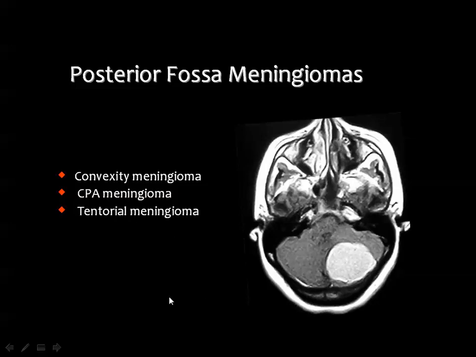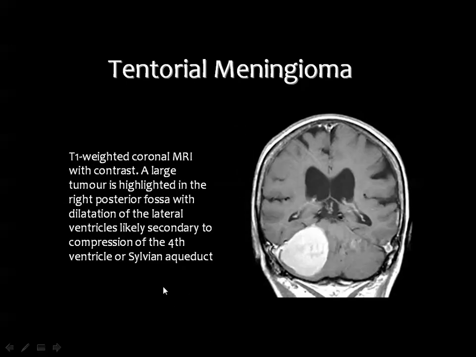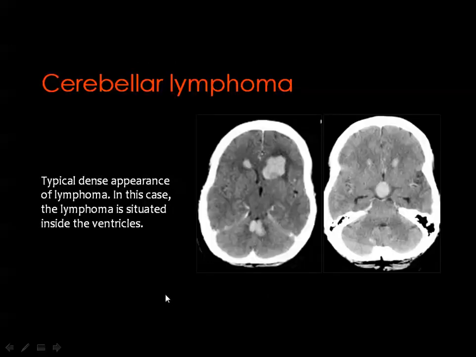the tentorial leaflet. And this is an example of convexity meningioma showing homogeneous post-contrast enhancement in this MRI axial T1 weighted image. And here is an example of tentorial meningioma, a homogeneously enhanced lesion based to the right tentorial leaflet.